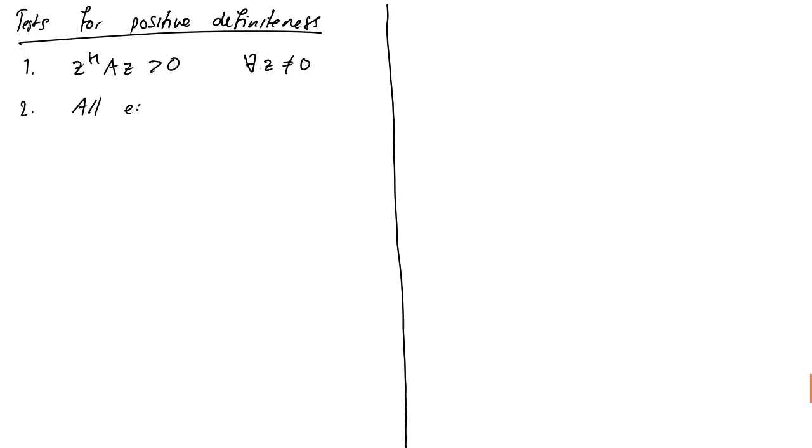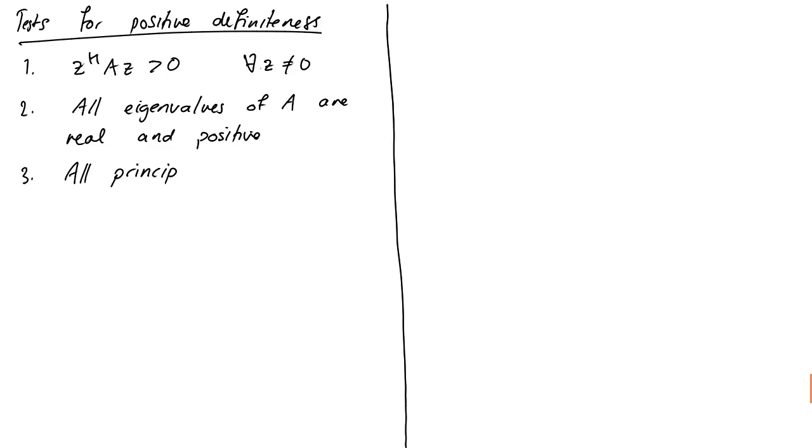All eigenvalues of A are real and positive. By the way, all of these conditions are equivalent. We can do any one of these, and that will tell us yes or no as to whether our matrix is positive definite or not. All principal submatrices A_k of A have positive determinant.